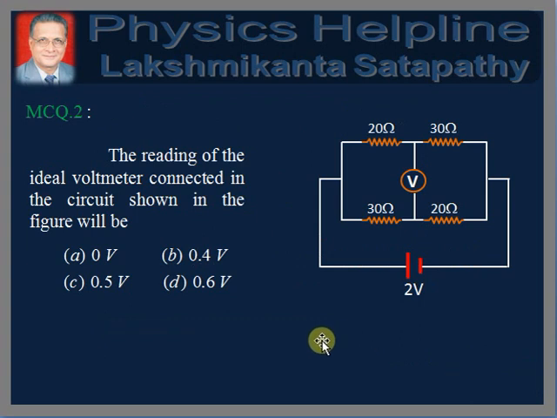Now for question 2. It is a resistance network similar to a Wheatstone bridge. The resistances are 20 ohms, 30 ohms, 30 ohms and 20 ohms. And there is an ideal voltmeter V connected, and a cell of EMF 2 volts is also connected as shown in the figure. We are required to find the reading of the ideal voltmeter V. The options are given in the question. We are required to find the correct option.